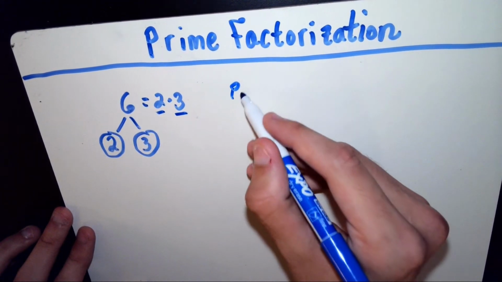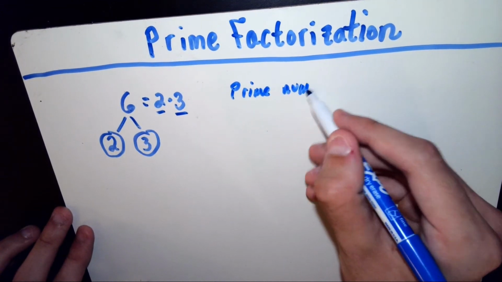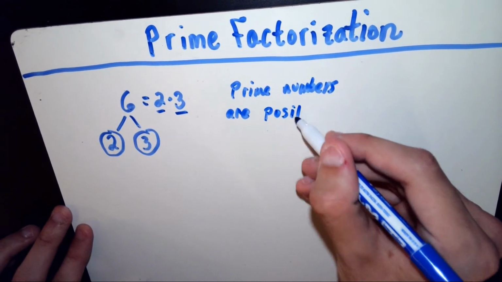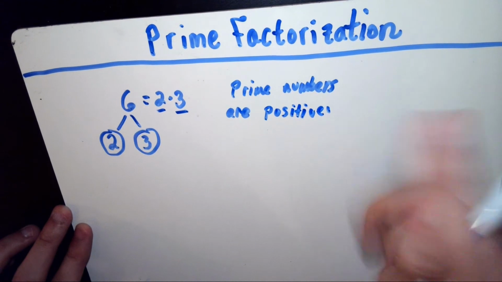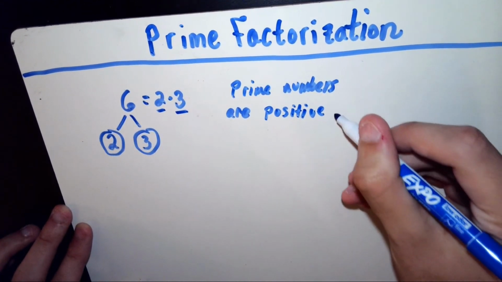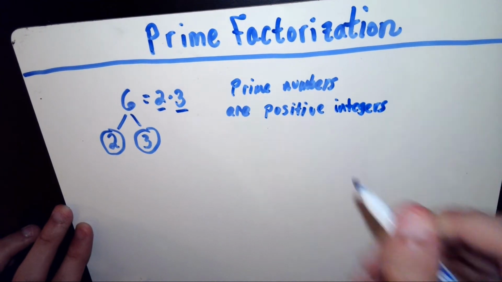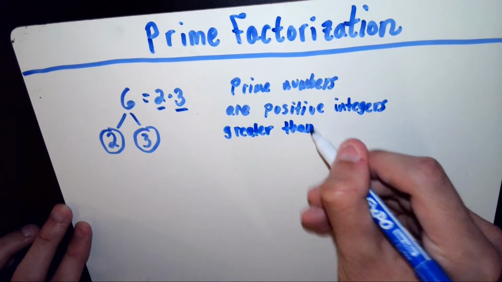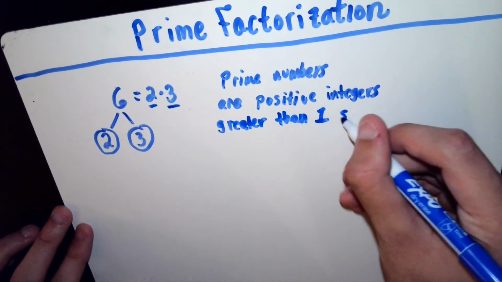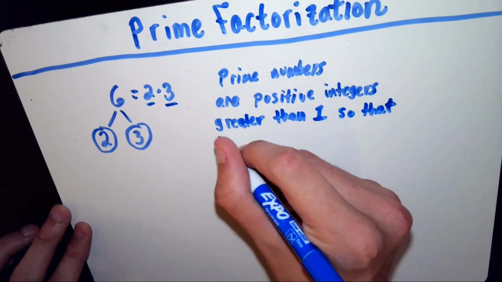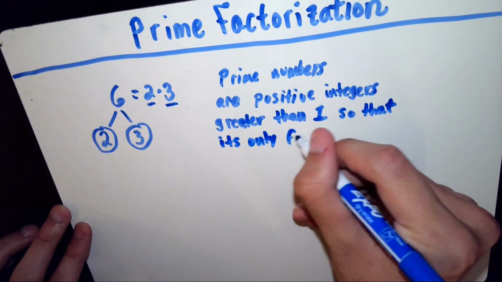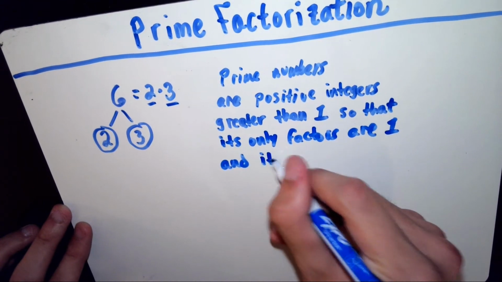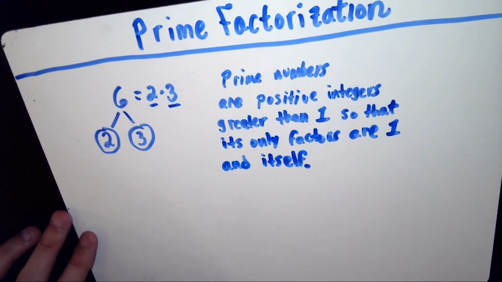And just for review, which I should have stated earlier, prime numbers are positive integers greater than 1 so that its only factors are 1 and itself. Okay, so that's what prime numbers are.